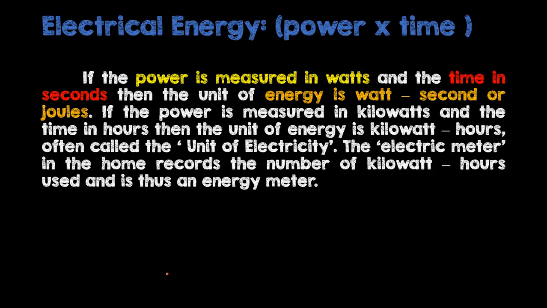The kilowatt hour that we often see and hear is the unit of electricity. That is how we measure electricity. So the electric meter in the home records the number of kilowatt hours used and is thus an energy meter. The meter is an example of an energy meter. It measures the unit of electricity which is in kilowatt hours.